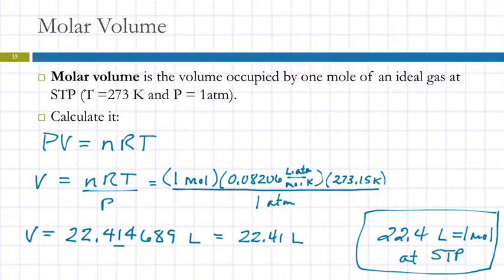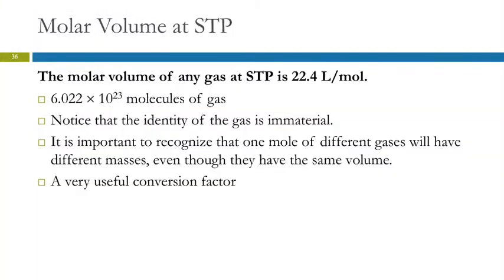It doesn't happen with liquids and solids. So this is a useful conversion factor, 22.4 liters per mole. You can only use that for gases, and you can only use it at STP, so don't get carried away. Remember that 1 mole is 6.022 times 10 to the 23rd molecules or atoms of gas. Which gas this is doesn't matter.